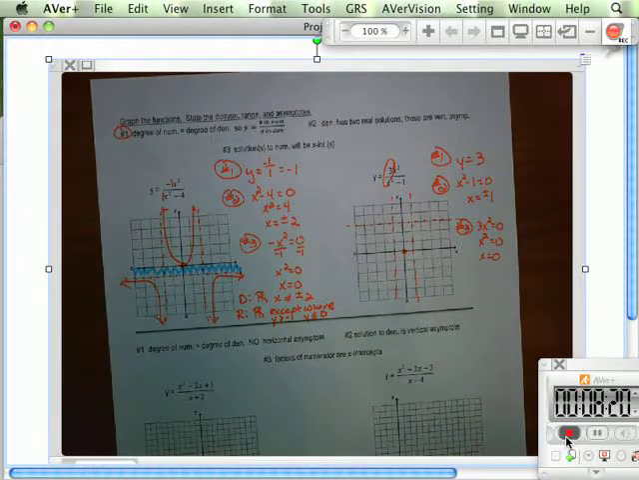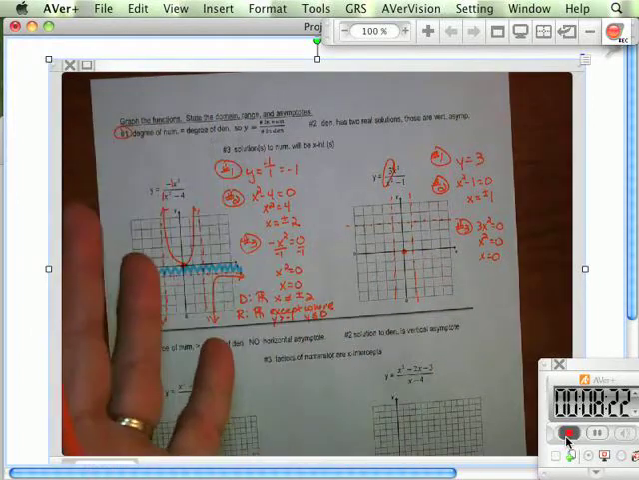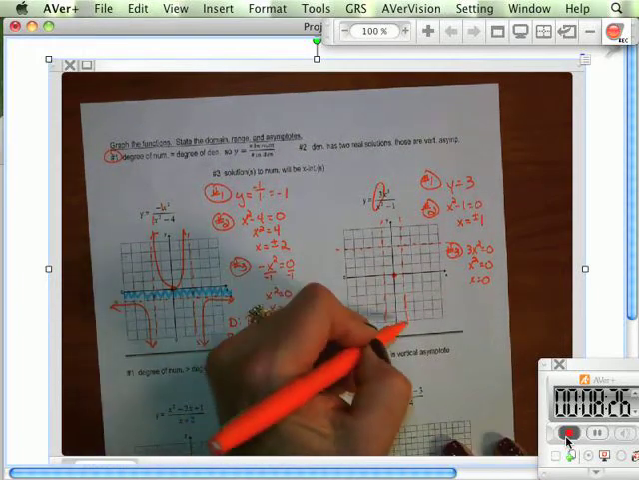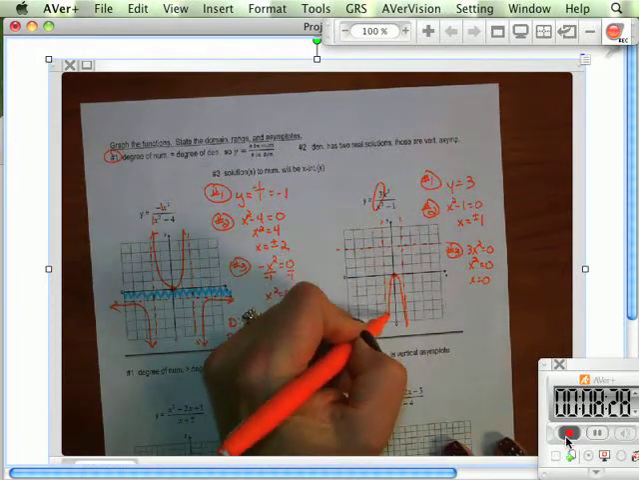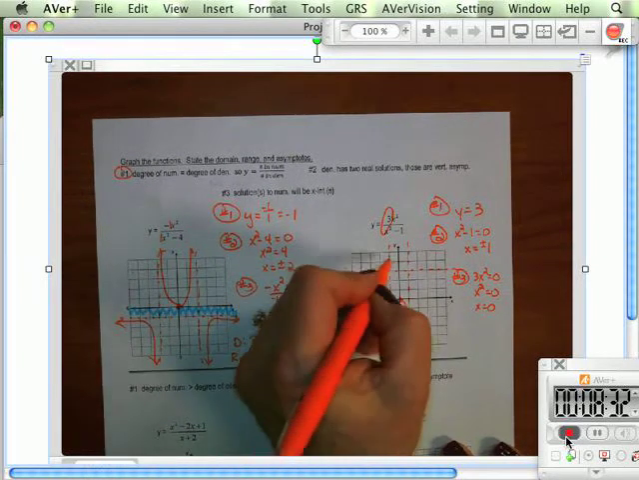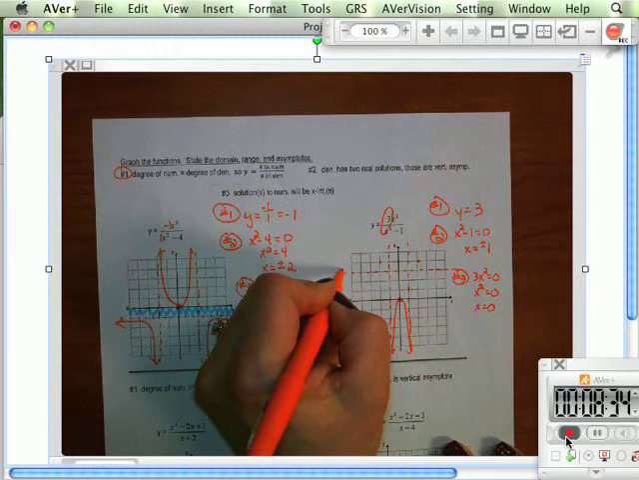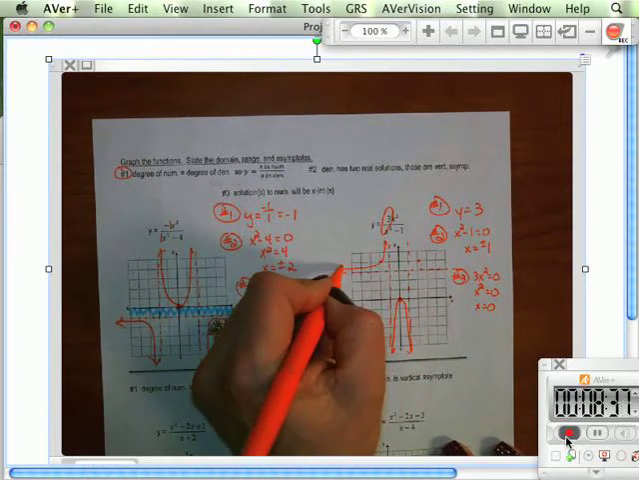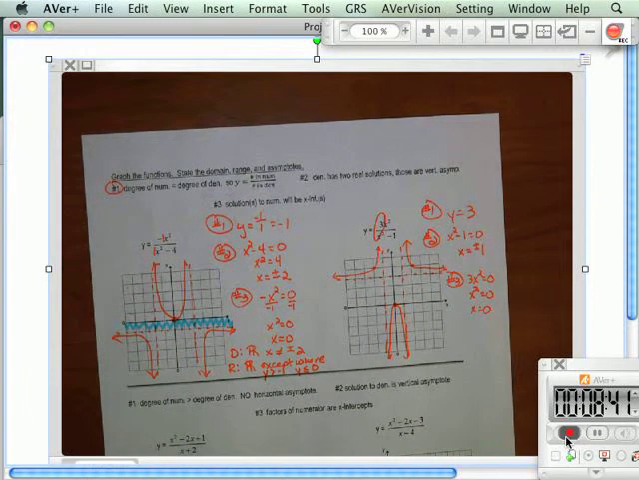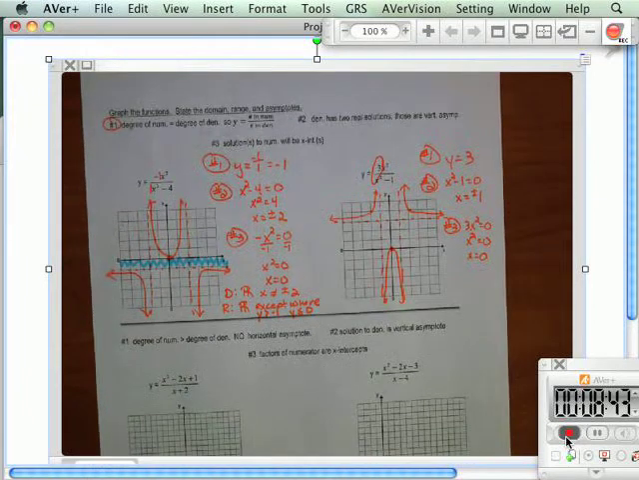Go to your calculator. See what the funky graph looks like. Okay? It's good to get a couple specific points if you can. That's what it looks like.